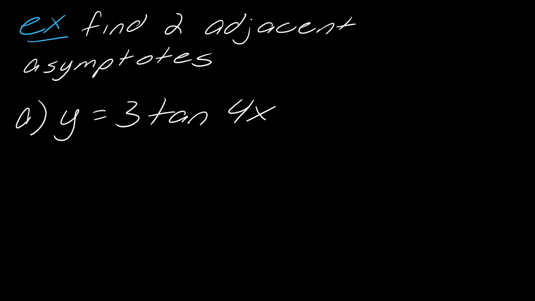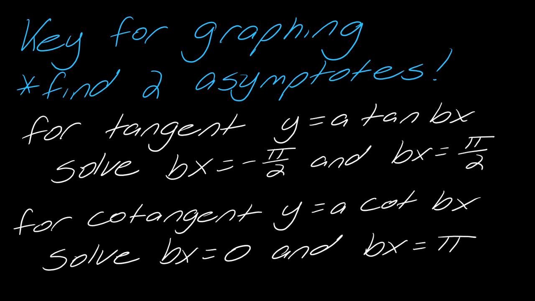The other thing that's going to make or break you when you graph is you've got to know how to find the asymptotes, because that's actually going to help you decide what points to put in for your table. So if I start here with this first example, just how do I find the adjacent asymptotes? So I talked about this in my previous video on tangent and cotangent.